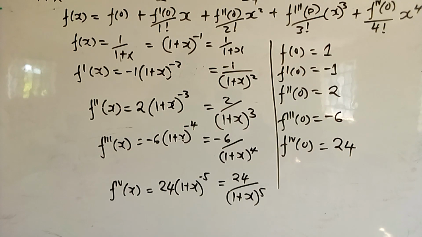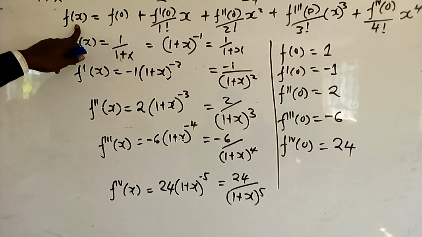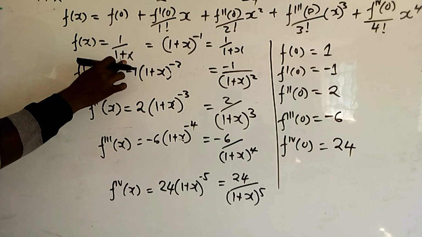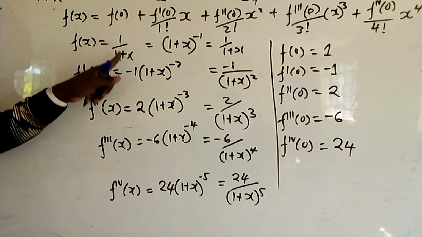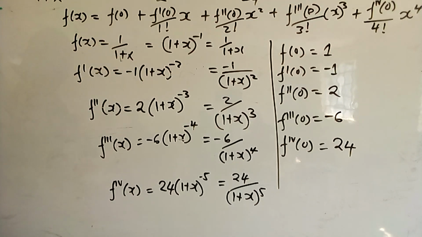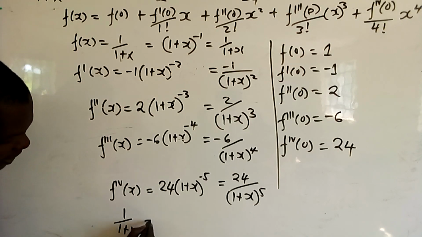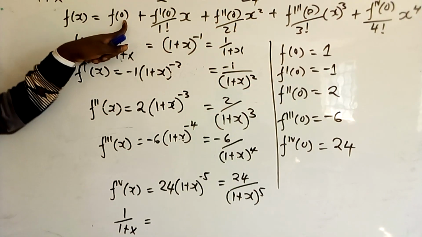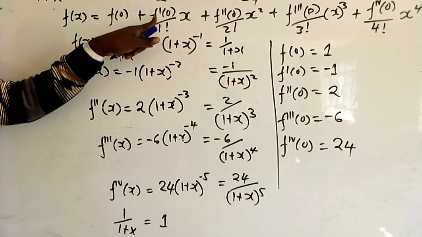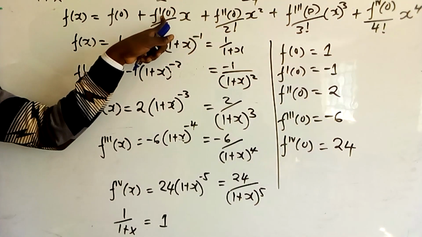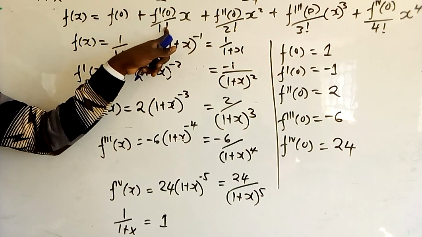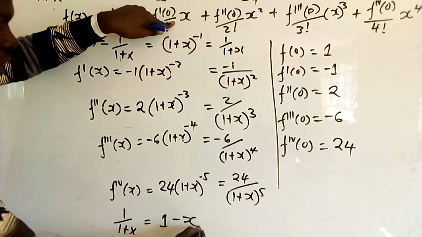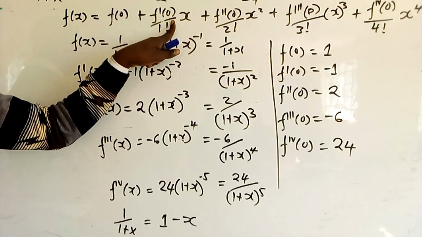So after getting all those, we substituted back in our formula, isn't it? So in our formula, f of x is what? Where there is f of x, you put the value of f of x, which is 1 over 1 plus x, to be equal to f of 0. F of 0 you found is 1. You write that. Then plus f prime of 0 you found is negative 1. So negative 1 over 1 factorial is just negative 1, isn't it? So negative 1 times x, this time you get negative x, isn't it? So you are done with that term.